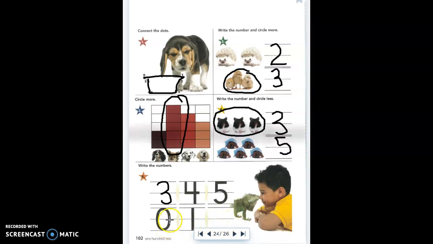On the bottom row, the last number is missing. So they've given me a 0 and a 1. What would come after 1? 2 would come after. So I need to write a 2. That's a 2. It's hard to see because of my thing. Let me do a better one over beside it so now you can see.